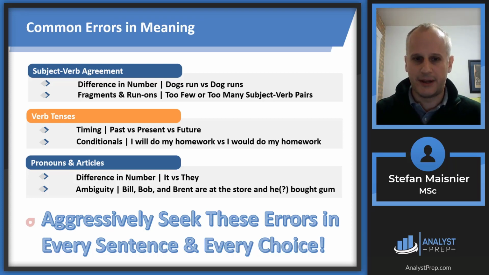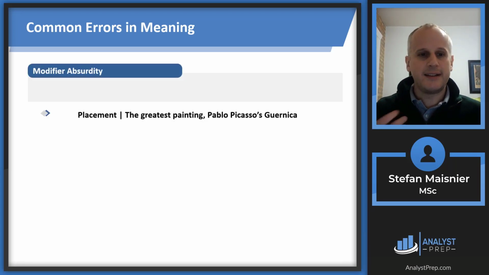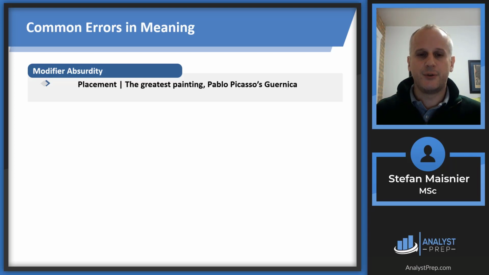So, furthermore, we also have ideas of modifier absurdity. For instance, placement of modifiers matters because your modifying phrase, your descriptor, has to describe the closest possible subject. So, if I wanted to introduce, say, the greatest painting, Pablo Picasso's Guernica, that works. But if I said the greatest painting Pablo Picasso painted Guernica, you're like, well, no, because Pablo Picasso is not a painting, he's a painter.